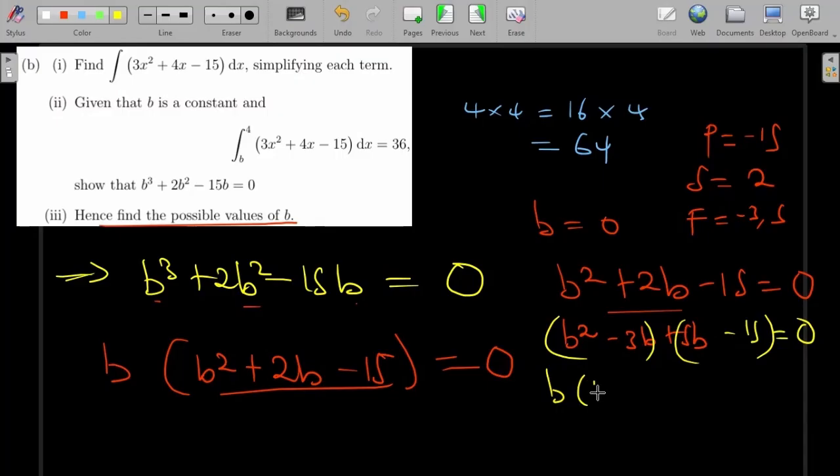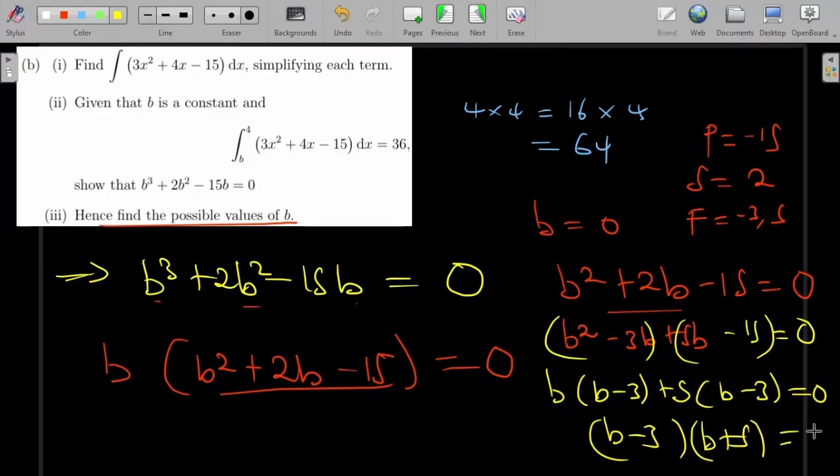So I have b minus 3, and then plus, here I'll factorize 5b, not 5b, sorry, because the b is not common there. So I'll factorize the 5, then I'm going to remain with b minus 3 is equals to 0. So from here I'll have b minus 3, and then b plus 5 is equals to 0.